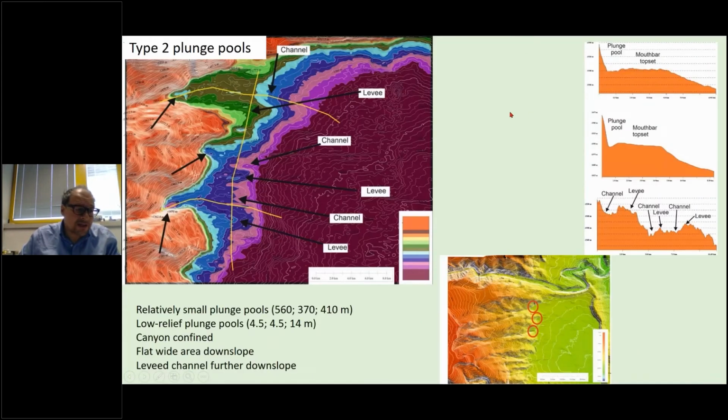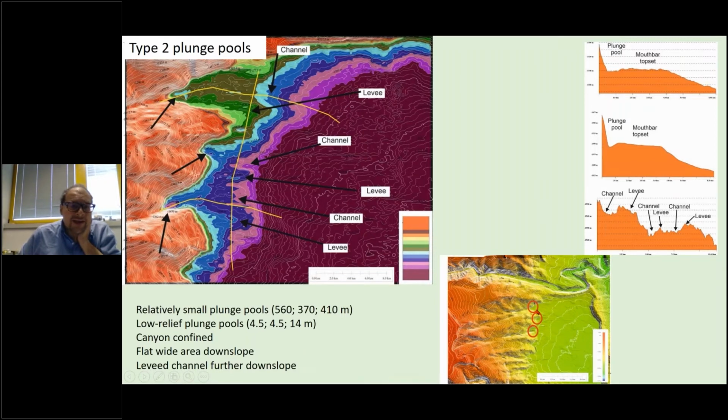We pass to the second example, the second type of plunge pool. You see, these are smaller scale features. They are in the order of 500 meters long and 4 to 5 meters, up to 15 meters deep. You see the transversal profile, and the important thing is that these are followed downslope by this flat area. You see this in the profile, which corresponds to this area with the homogeneous color in the map.